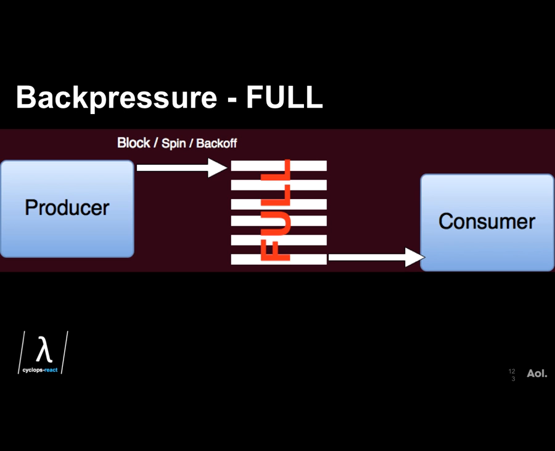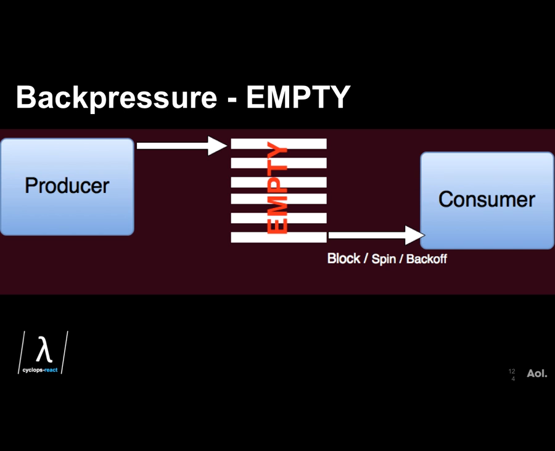data to the queue. And Cyclops-react comes with a number of pluggable strategies, so you can have the producer simply hog the CPU and check, can I add my data point in, and as soon as it can, it'll get added in, or you can have it back off, and so on. Conversely, if the queue is empty, you can have the consumer sleep until data gets added to the queue, or you could have it spin and back off as well.